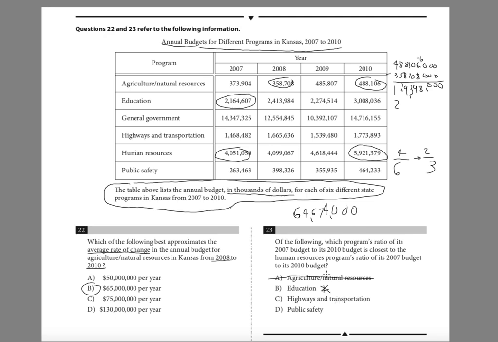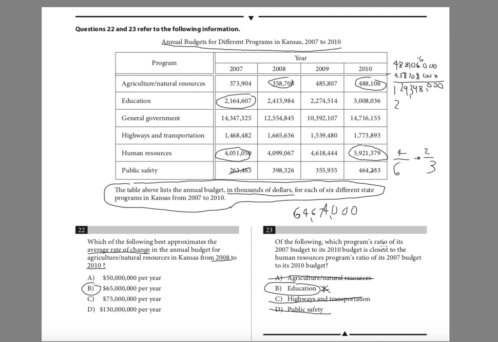Highways and transportation, all right? We'll have 1,468,482, and we have 1,773,893. Well, that doesn't look like 2 to 3 either, right? Because these are fairly close numbers to each other, right? So we can cross out C. In public safety, let's look at this. We have 263,463 and 464,233. Well, that doesn't look like 2 to 3 either, right? That kind of looks like 1/2, okay? So we can also cross this out, and our answer is going to be education, all right?